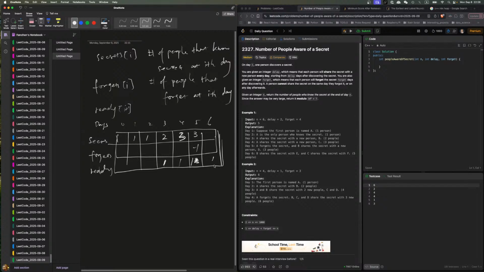Okay, now move on to the next one. So we have 2, right? And this will become 5. Let's try the other one. So this is 4 days.